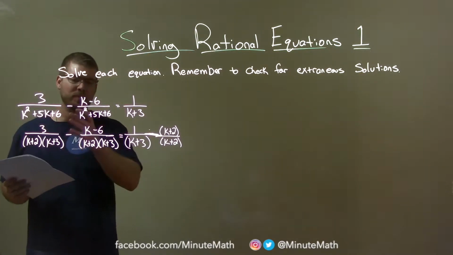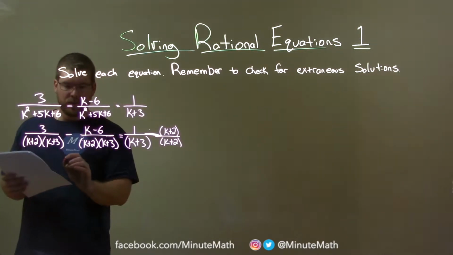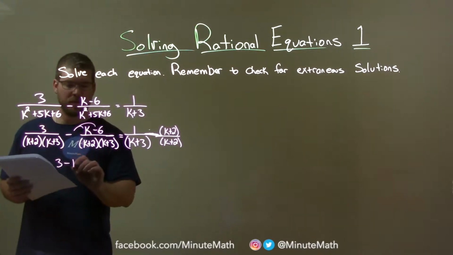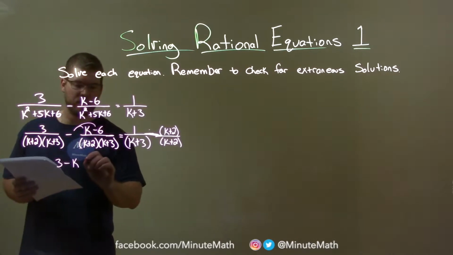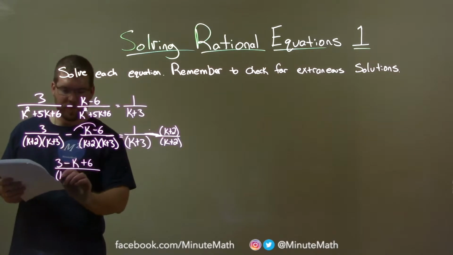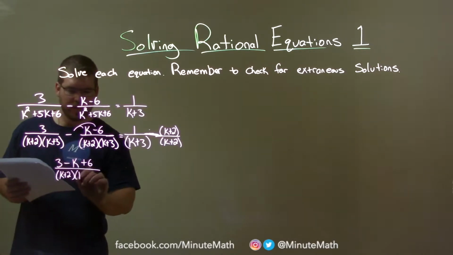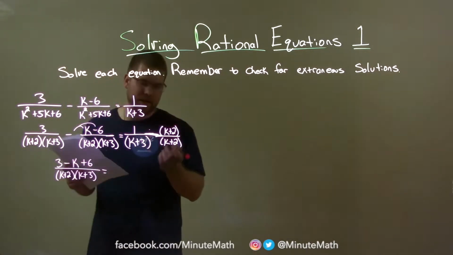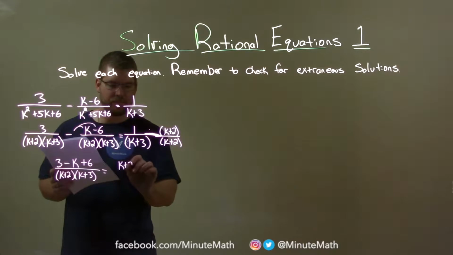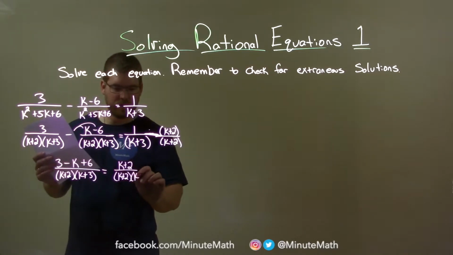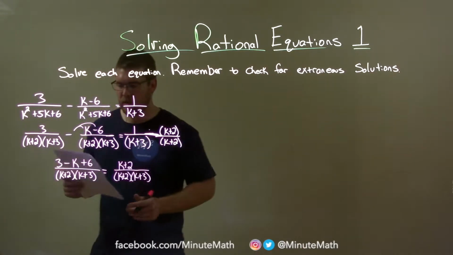Since we have the same denominator, we can add and subtract the numerators. So we have 3 minus k, make sure you distribute the minus sign into both parts, and then minus a negative is adding a positive, plus 6, over the same denominator, k plus 2 times k plus 3, equals the right-hand side. Multiplying that out, just put k plus 2 up top, over k plus 2 times k plus 3. Doesn't matter. So watch this.